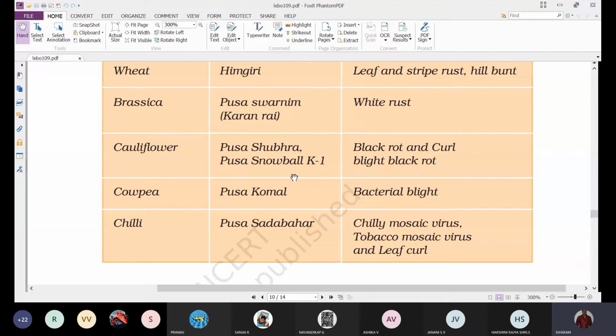These are the two diseases to which we have developed resistance in cauliflower, with the development of new varieties like Pusa Subra and Pusa Snowball K1. In these two varieties, we have developed disease resistance against black rot and curl blight.